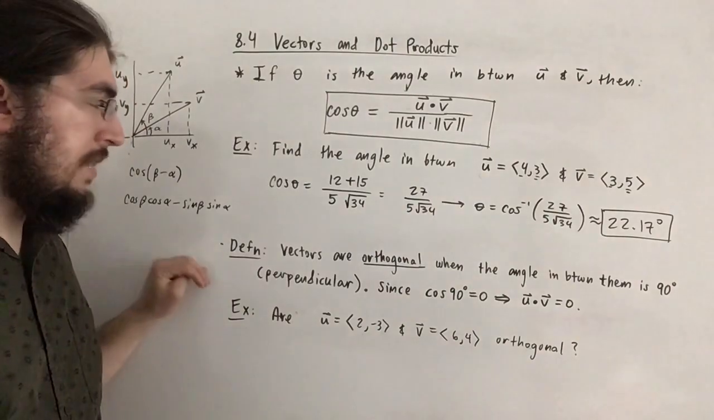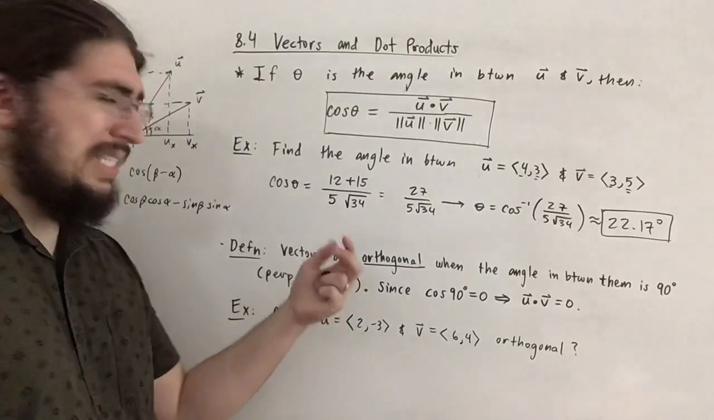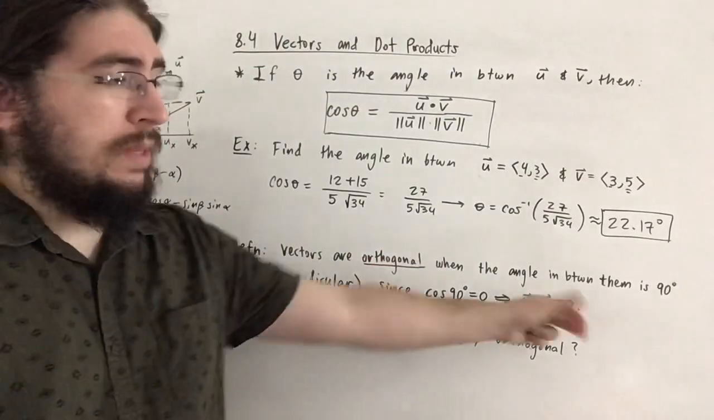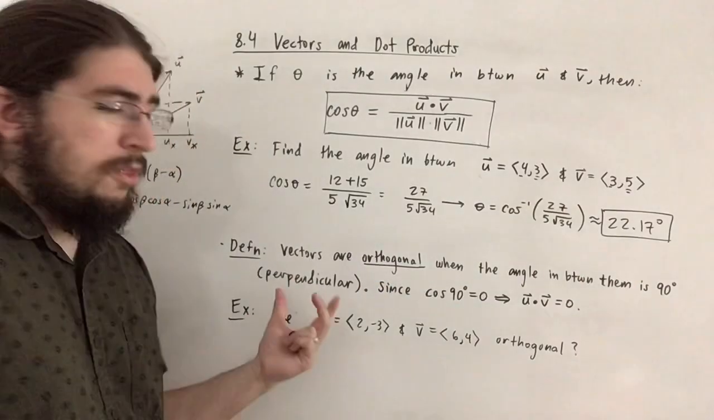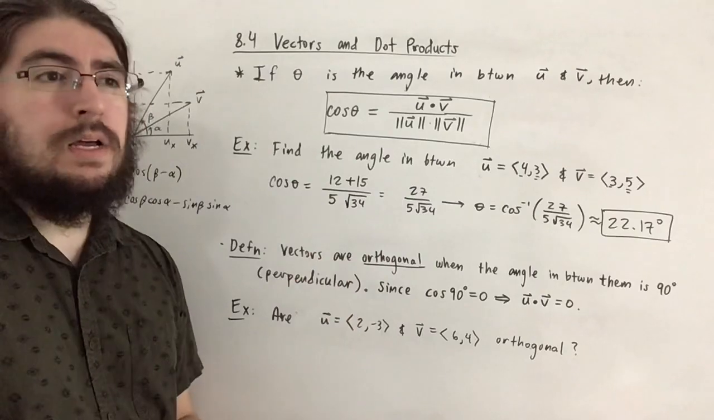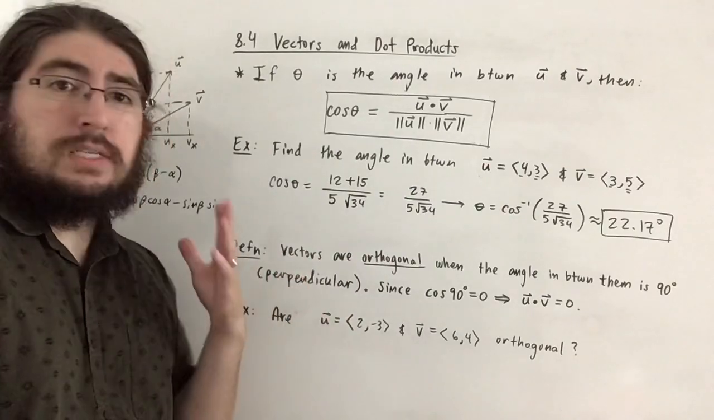Anyways, now the next thing I want to talk about is this definition we kind of spoke about earlier, and that's the word orthogonal. So we say vectors are orthogonal when the angle in between them is 90, essentially meaning that they're perpendicular. So the phrase perpendicular and orthogonal are kind of the same. Only orthogonal applies to vectors specifically, while perpendicular just applies to lines.